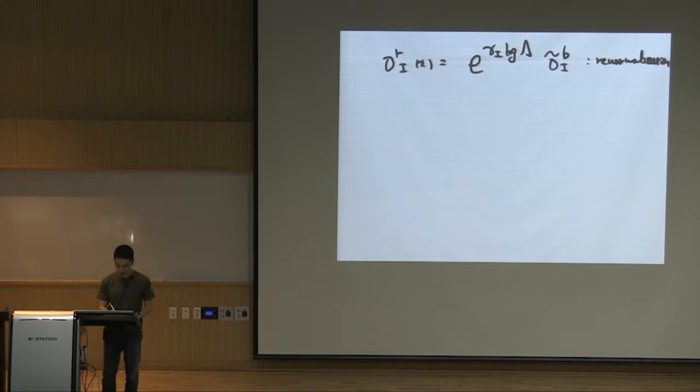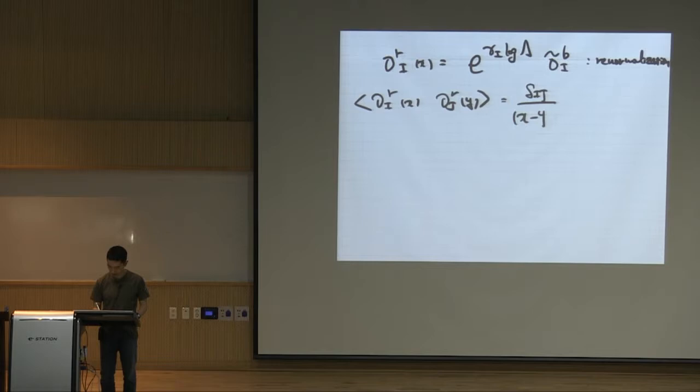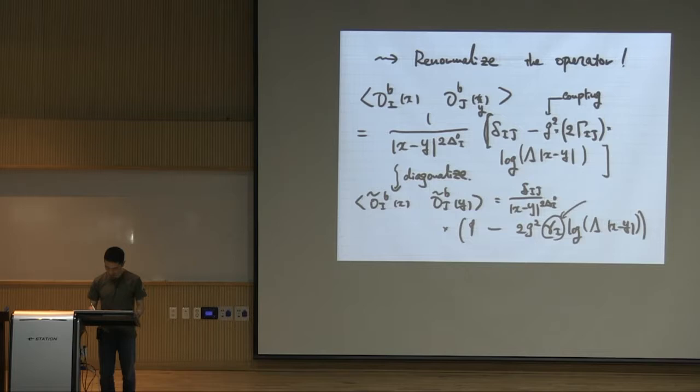And after doing that, if you compute a two-point function, now you're in business. 2 delta I, 0 times 1 minus 2 g squared gamma I log x minus y. Oh, by the way, maybe I should have emphasized that this small gamma is essentially the eigenvalue of large gamma. So essentially what we did is to diagonalize the matrix.